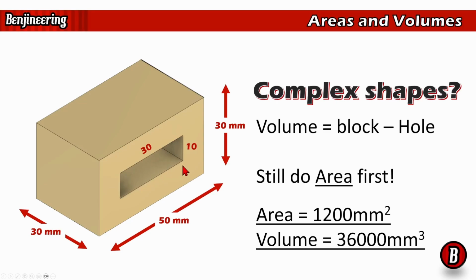This is the main area where people trip up, because people may calculate the block and calculate the hole and then accidentally add them together. Or if there are situations where there's more than one hole, then people forget to take that away, or minus it, more than once. All right, so we'll have a look at some examples of that in a bit.